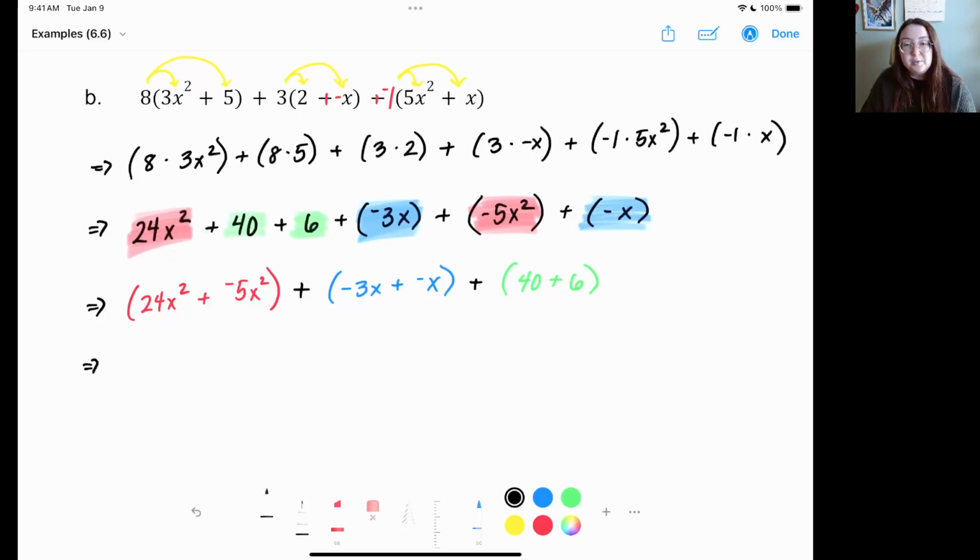So now we're going to combine as well as we can. So 24x squared plus negative 5x squared. We're going to add the coefficients. 24 plus negative 5 is going to end up being 19x squared. Then we have negative 3x plus negative x. Negative x is like saying negative 1x. So negative 3 plus negative 1 is negative 4x.